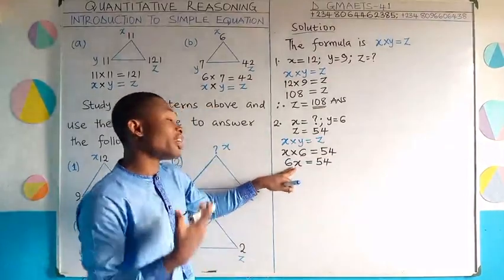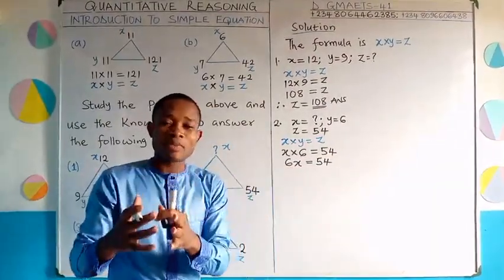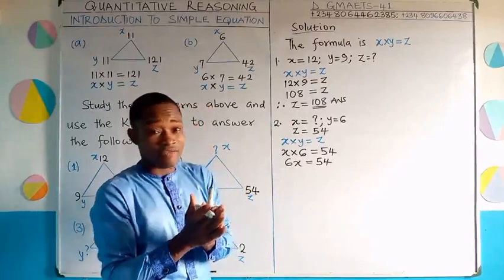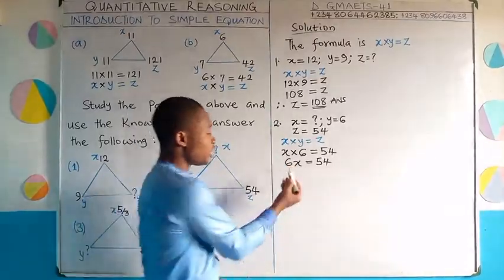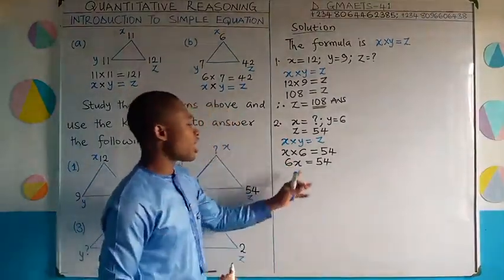But I just have to bring it out for you to see clearly and know that if you multiply a number by an alphabet, it's just to combine the number and the alphabet together. Between here, there is multiplication. That is between 6 and x. So we now have 6x equal to 54.